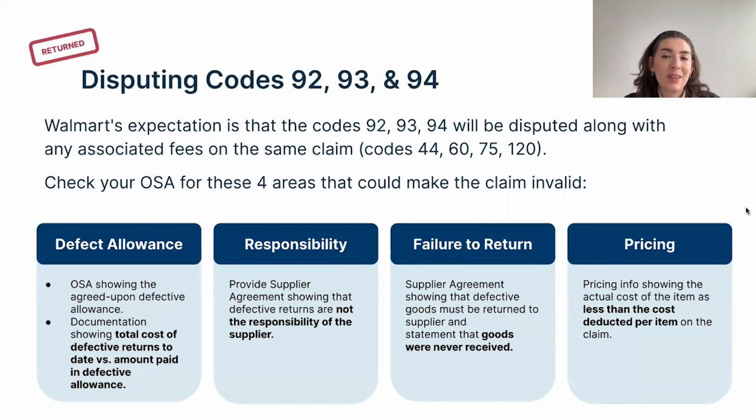Then disputing codes 93, 94, and 92 are pretty similar. So I've kind of outlined here the different ways you can look at disputing if these are invalid, because there's a couple of different ways that you can do that. So again, these are going to be disputed with your code 44, 60, 75, 120, and you'll check your OSA for these 4 areas for these main codes. So with the first bucket, you can look at your defect allowance. Look at your OSA and see if the documentation shows the total cost of the defect returns to date versus the amount paid in the defective allowance.